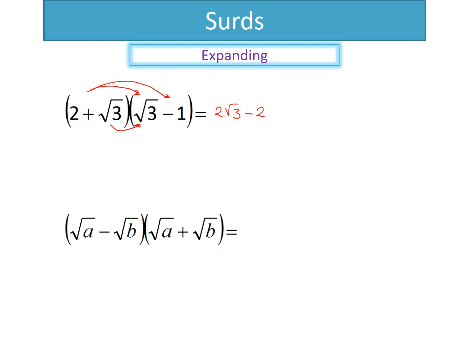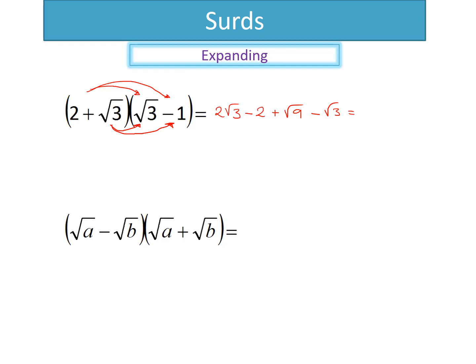Then root 3 times root 3, okay, that is going to be root 9, and I'll be able to simplify this. Okay, and then take away, I've got here root 3 times negative 1, so that is negative root 3.